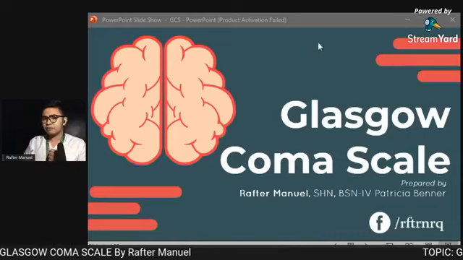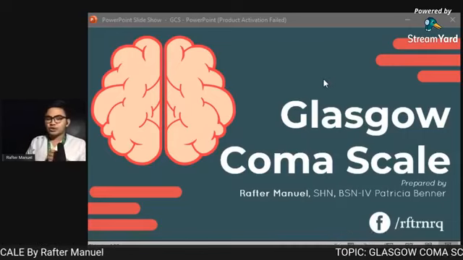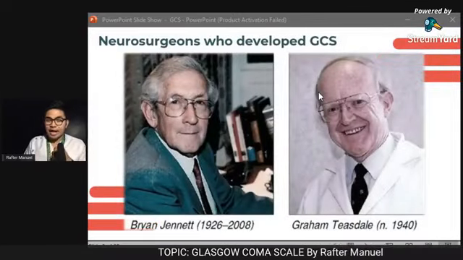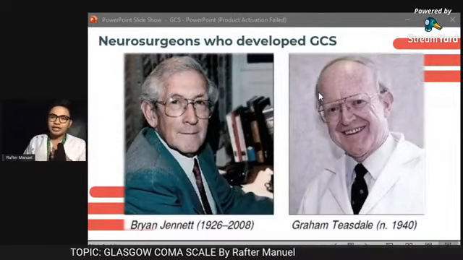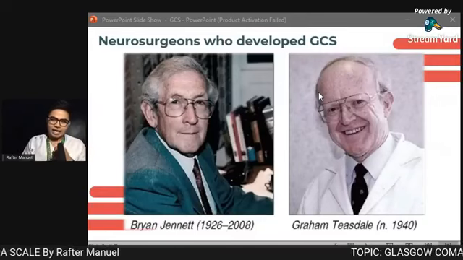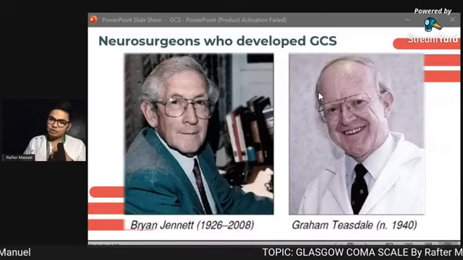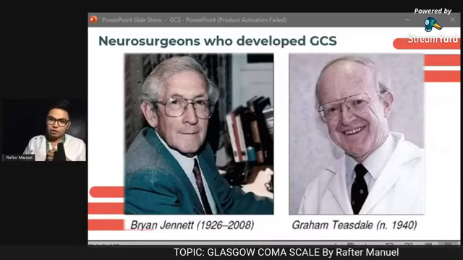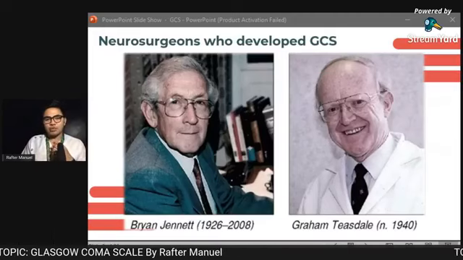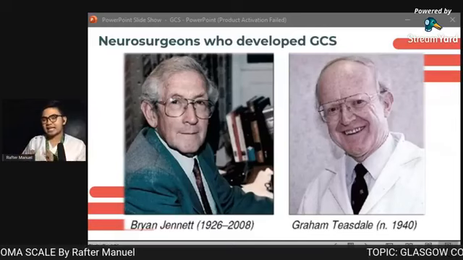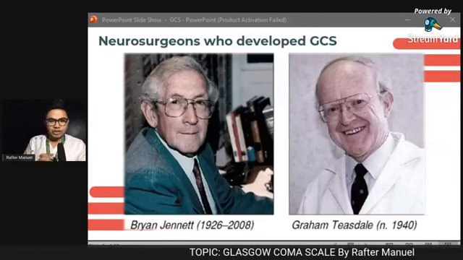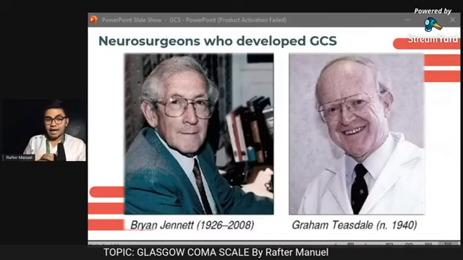dysfunctional. You see, 47 years ago, two neurosurgeons by the name of Brian Jennett and Graham Teasdale developed the GCS, or the Glasgow Coma Scale, which is widely accepted today. It is widely applied today in so many healthcare facilities. The GCS was initially used to assess the LOC, or the level of consciousness, in patients after head injury.